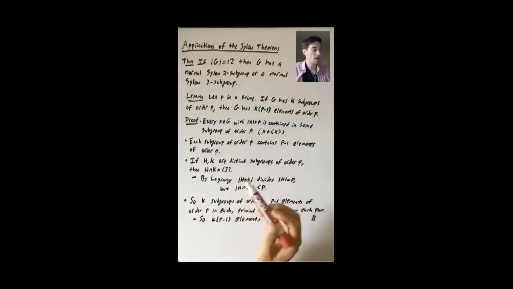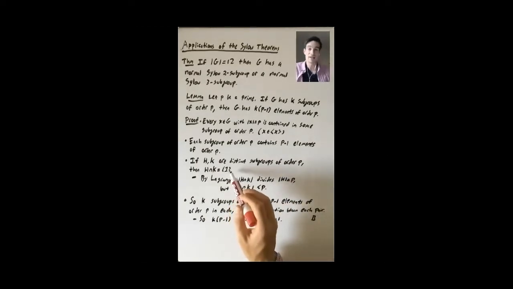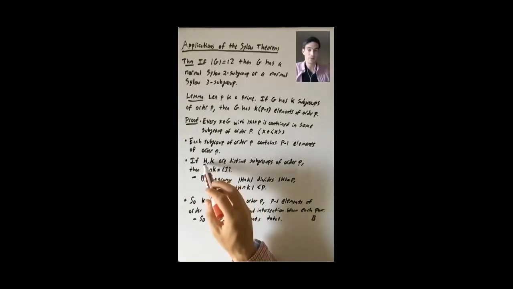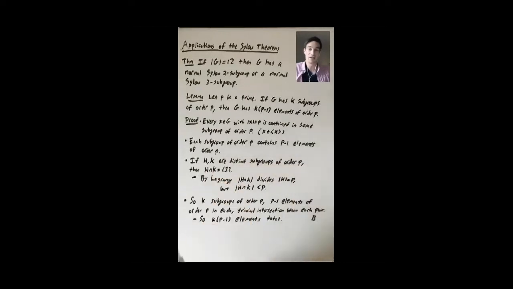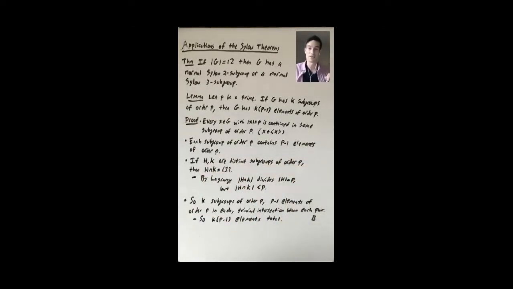If H and K are distinct subgroups of order p, we claim that they intersect trivially. What would that mean? If you have p minus 1 elements of order p in H and p minus 1 elements of order p in K, how many elements of order p are there in H and K together? Every non-identity element in H does not appear in K, and every non-identity element in K does not appear in H. So you would get p minus 1 here, p minus 1 here, 2 times (p minus 1) total.